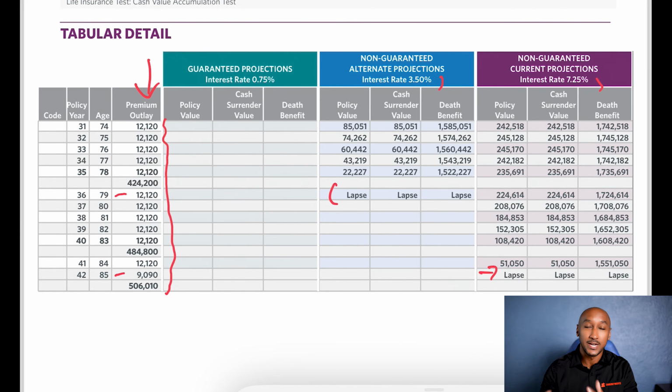Because with the IUL, you want to have flexibility with your payments where eventually you can take your foot off the gas and not have to pay into it, and the policy can self-fund and pretty much pay for itself. Here you're paying out of pocket, or this person's paying out of pocket nonstop, and it still lapses.